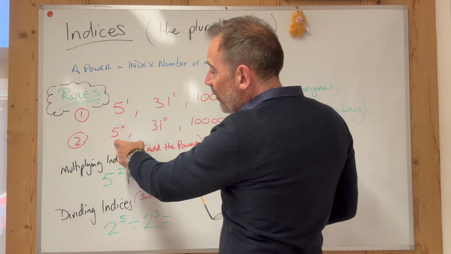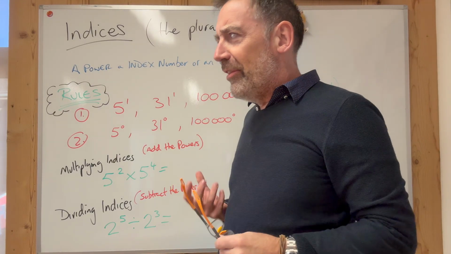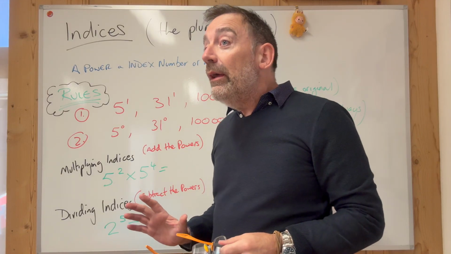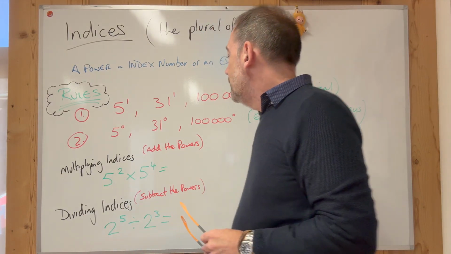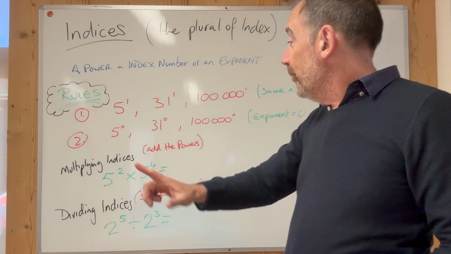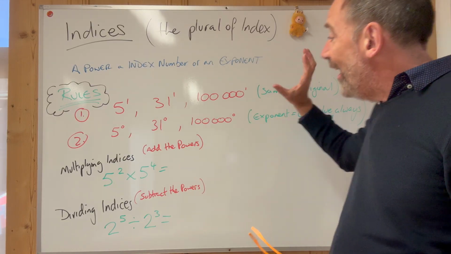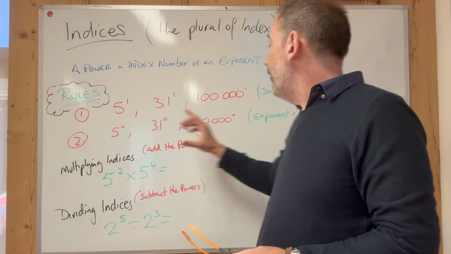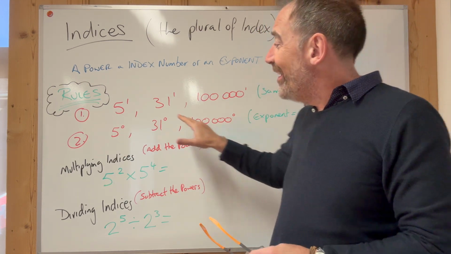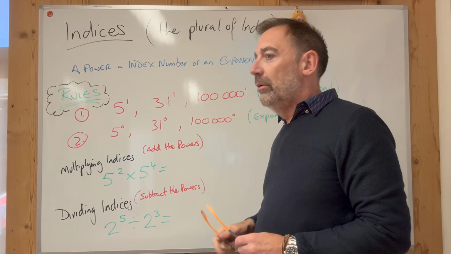Whereas, if we've got something to the power 0, automatically your mind tells you if I multiply something by 0, it must be 0. But it's 1. If we've got anything to the power 0, the exponent equals 0, the value of that will become 1. Whether it's 5, whether it's 31, whether it's 100,000, if it's to the power 0, that number automatically becomes 1.